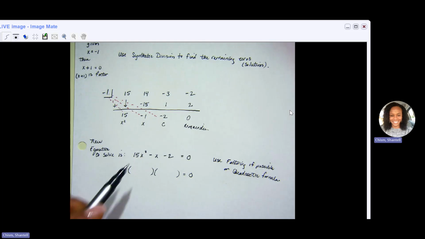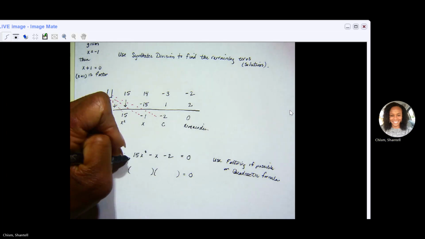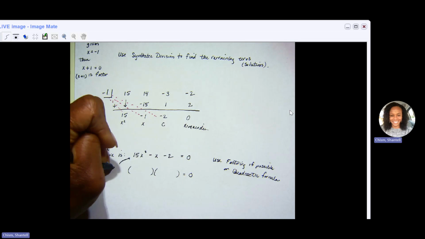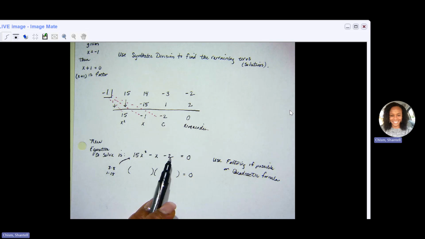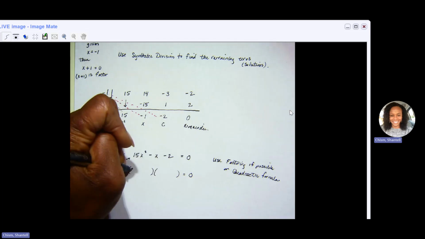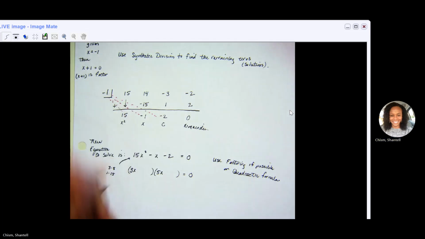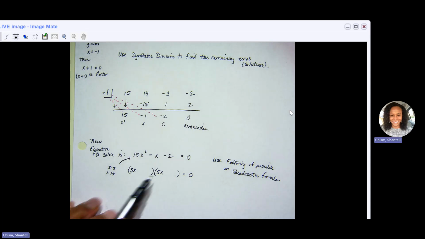Okay, so the different ways to factor 15. We've got 3 and 5, or 1 and 15. Since this constant term is so small, I'm favorable that it'll be 3 and 5. I'm feeling like it should be 3 and 5. 15 is too big, given that this constant is only 2. So I'm going to use 3x and 5x. I'm factoring 15x squared as 3x and 5x.